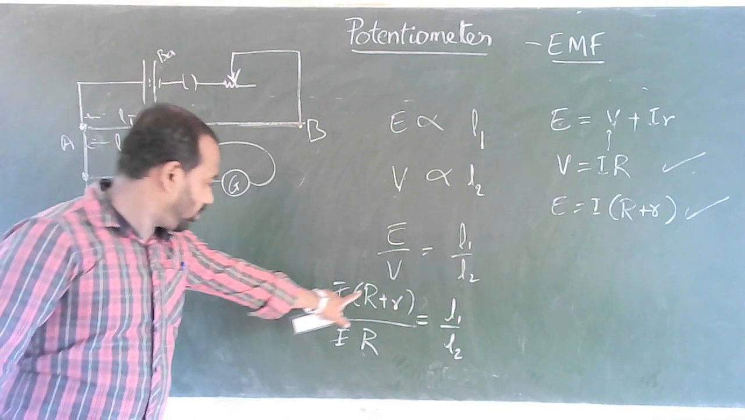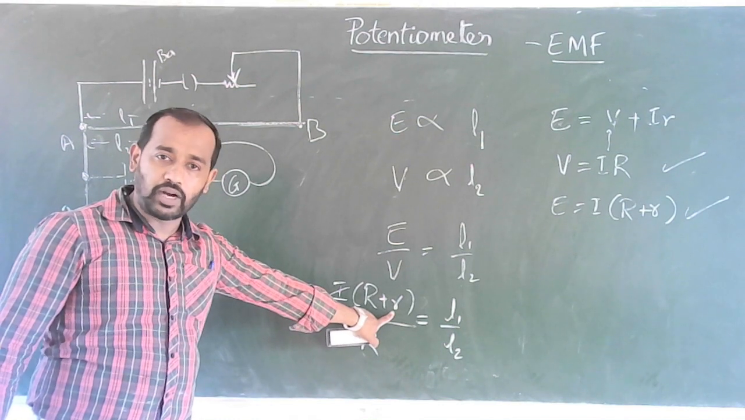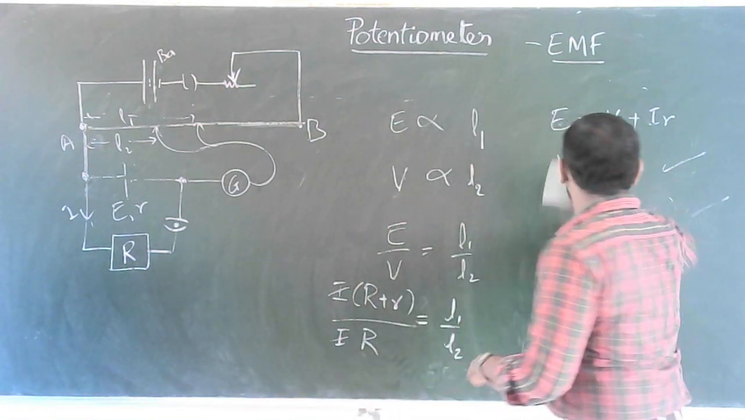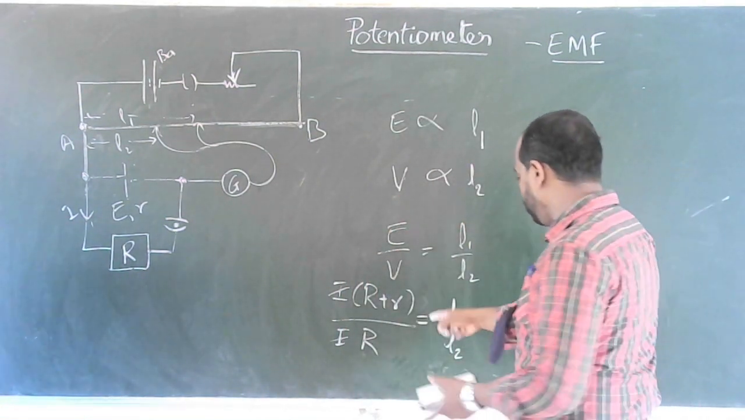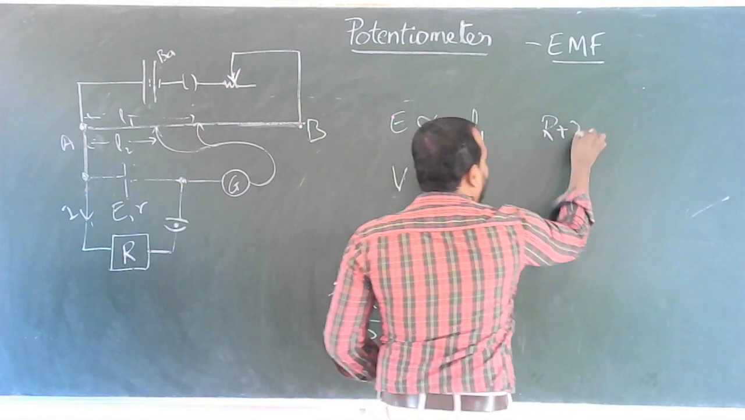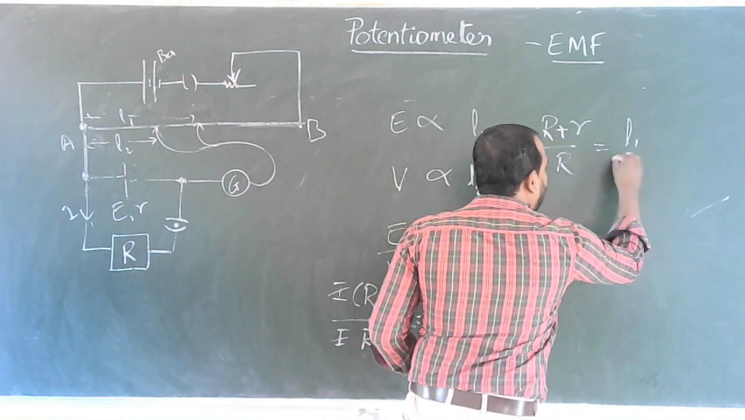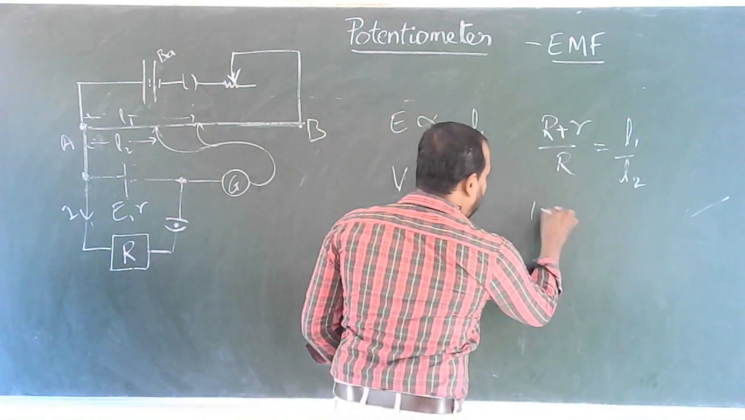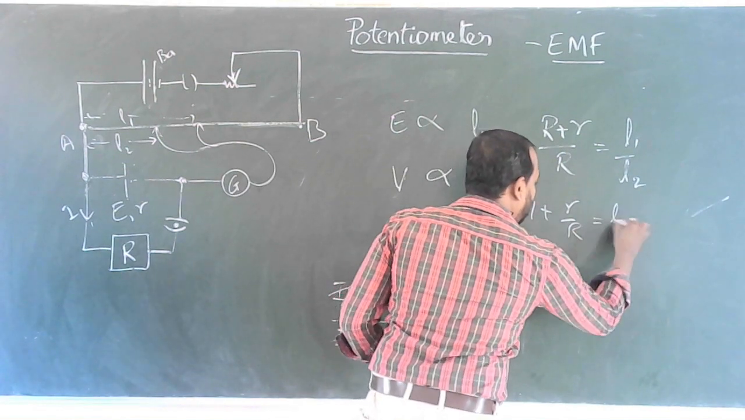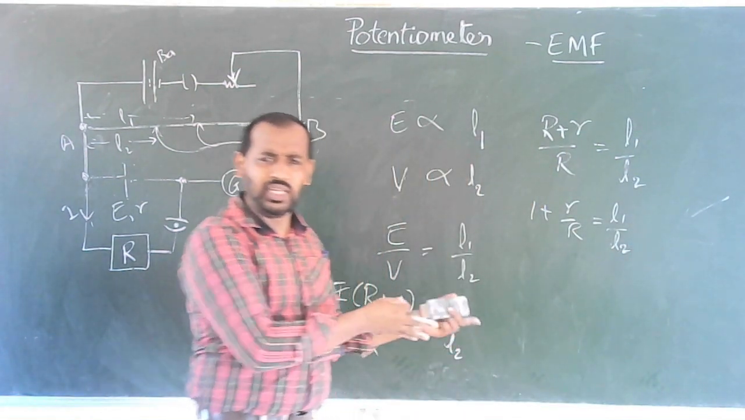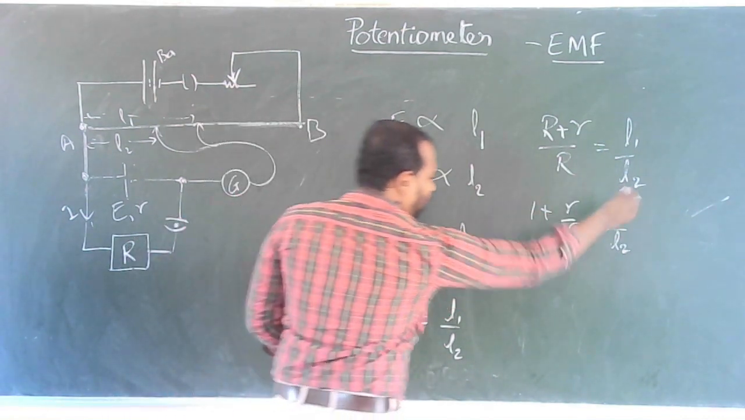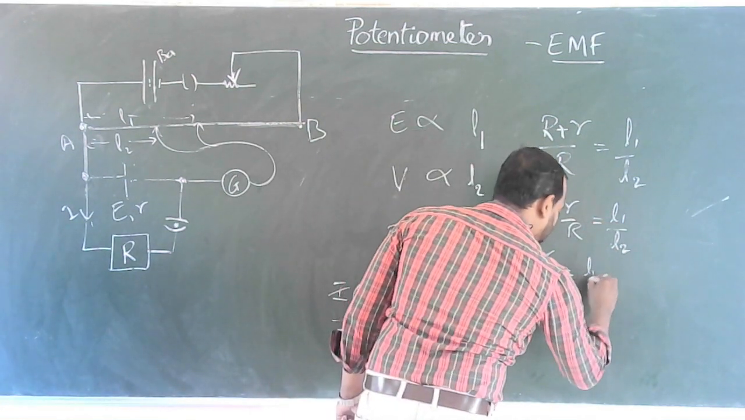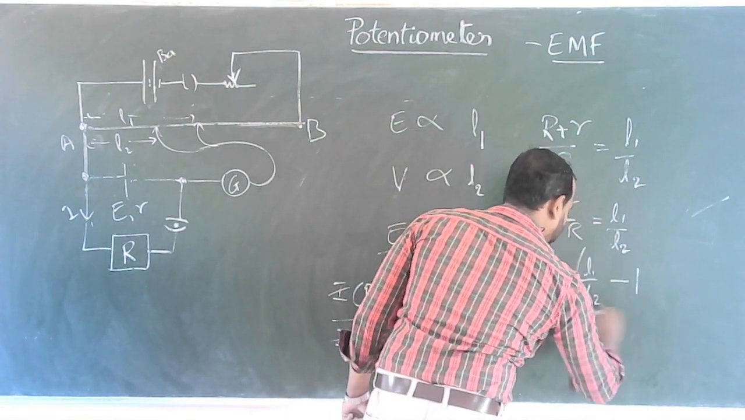Since we need to find the value of small r, we have to rearrange the expression. That we will do here. So (R plus r) divided by capital R should be equal to L1 by L2. Distribute the R. So it will be 1 plus r divided by R should be equal to L1 by L2. I am doing each of the steps here. The 1 will be taken on the other side. r divided by R should be equal to how much? L1 by L2 minus 1.